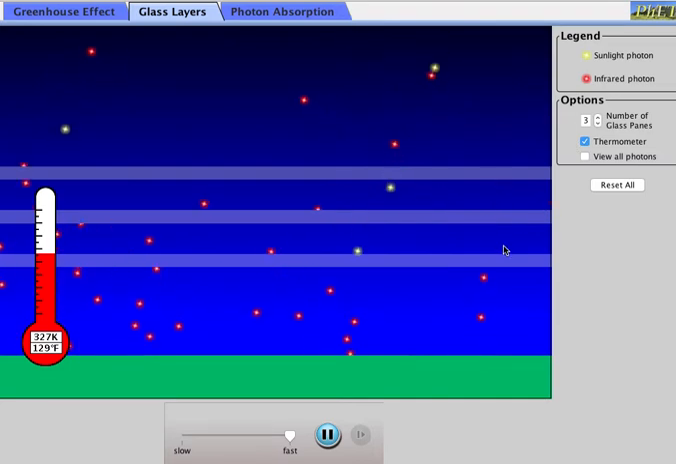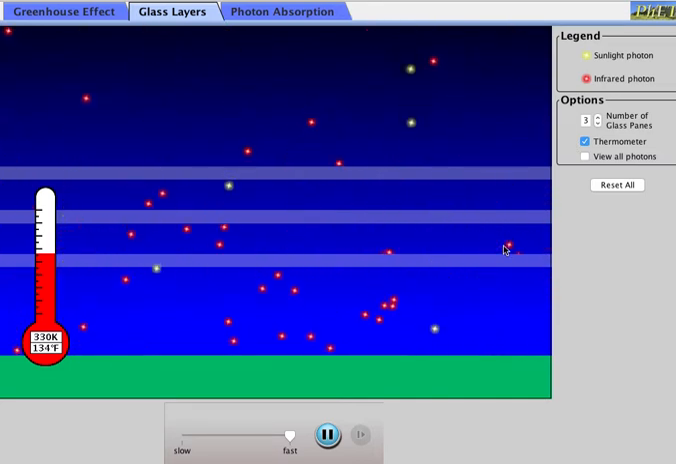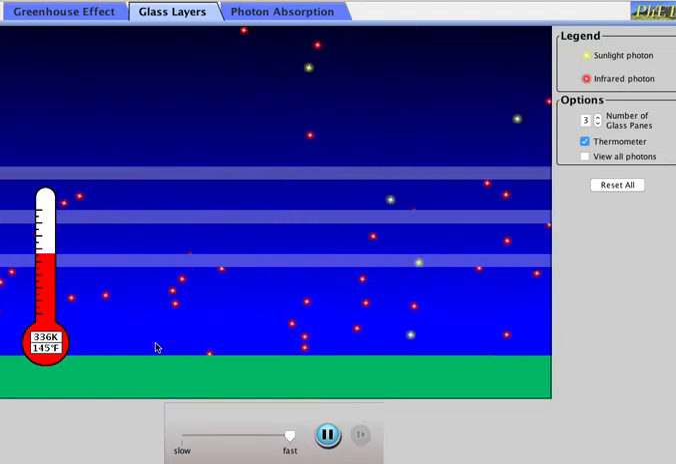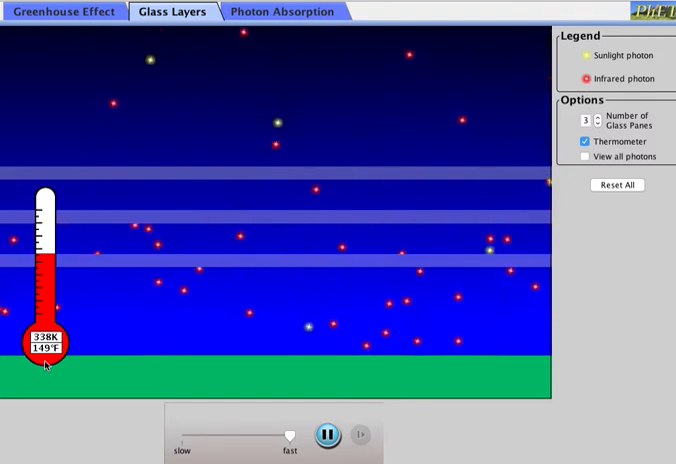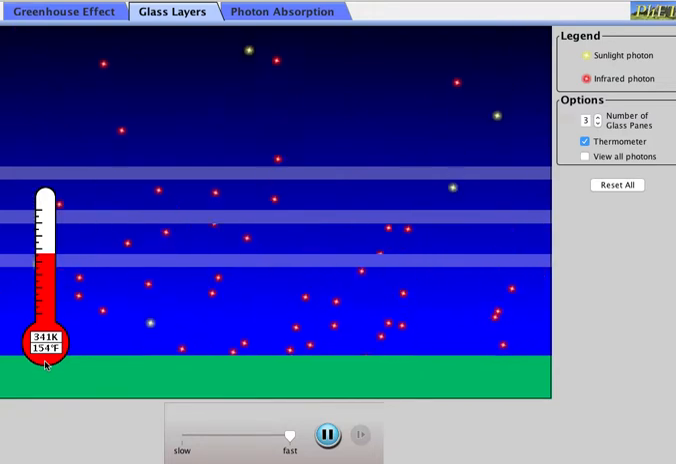And here's with the third layer of glass. And we'll watch the temperature rise, and we'll watch the change in number of heat packets that can leave. And we're at about 150, 160 degrees Fahrenheit with 3 layers of glass.